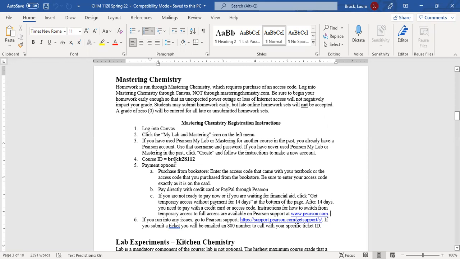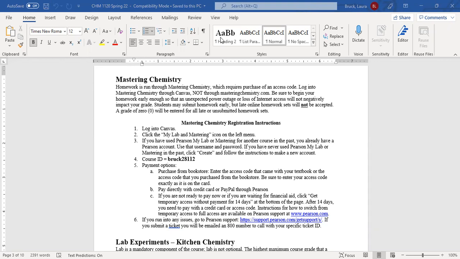When it asks for your course ID, that is found in the syllabus. It's right here in Mastering Chemistry. That's the course name they're talking about when it says enter your course ID. For the most part, students don't have problems registering for Mastering Chemistry, but if you run into an issue, you can send me a message and we will get you straightened out.